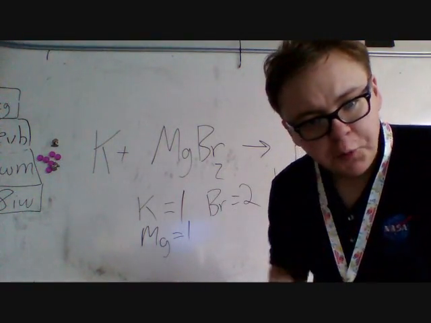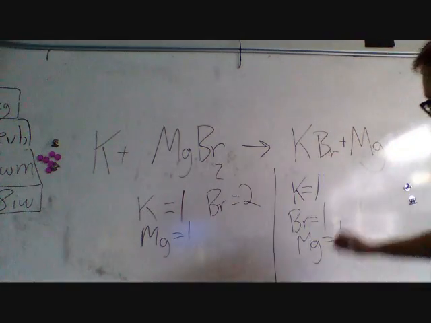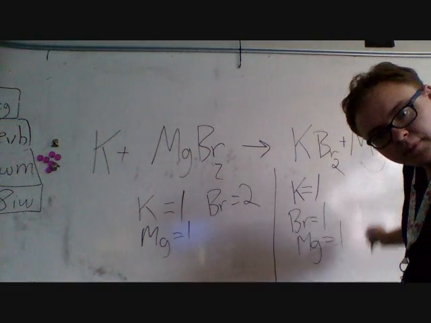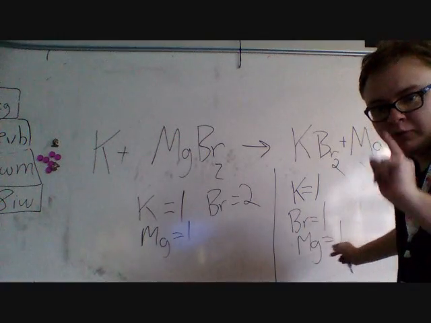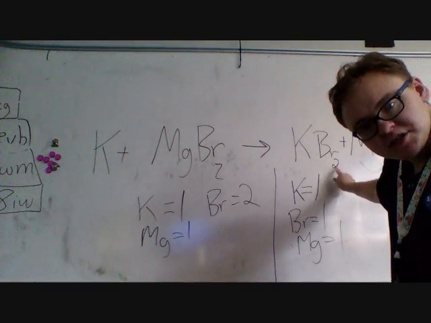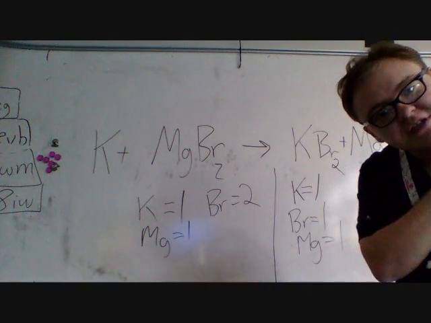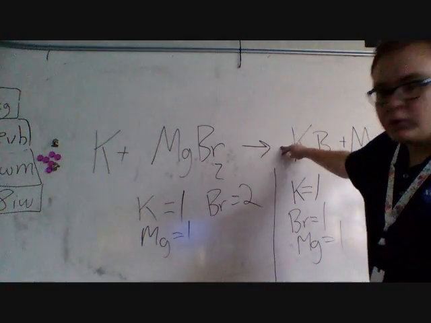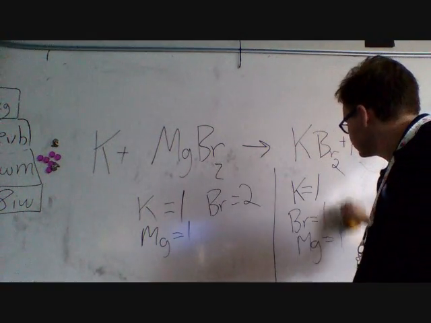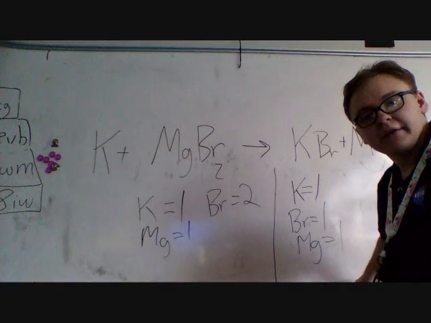So, maybe your first reaction to the problem is just adding a 2 on the bromine down here. Seems alright, right? Wrong. You cannot change the small numbers. You can never change the small numbers. You can only change big numbers. So we can't do that.